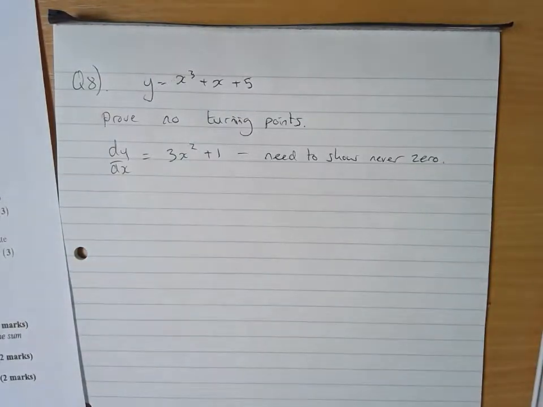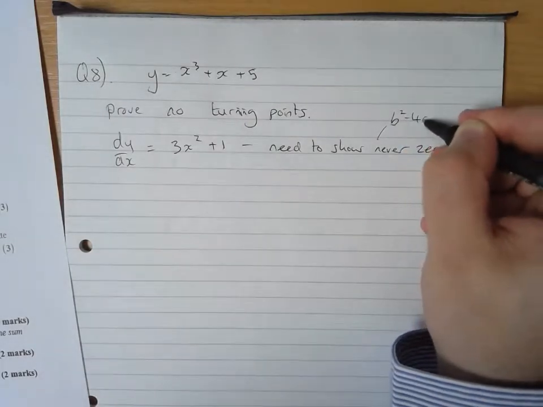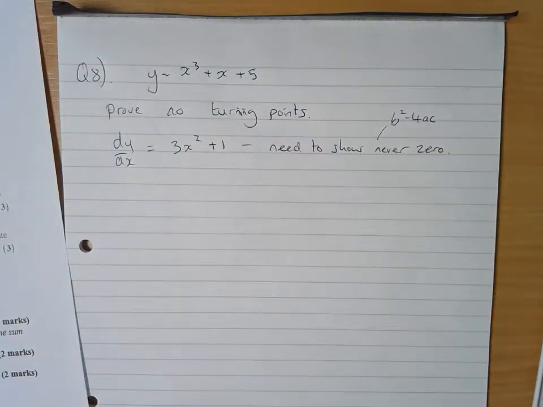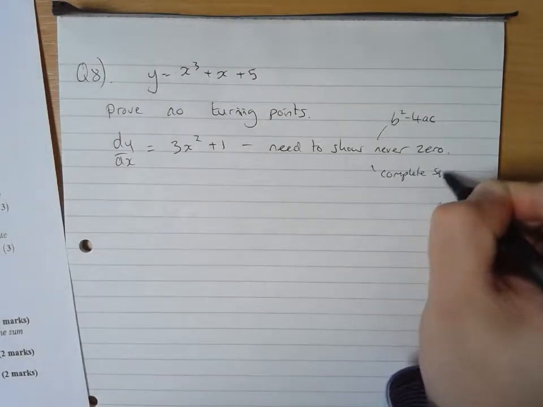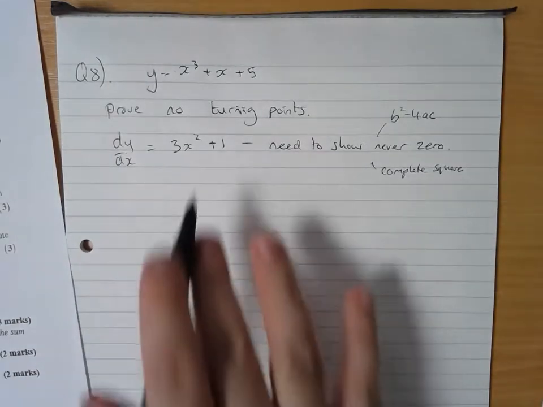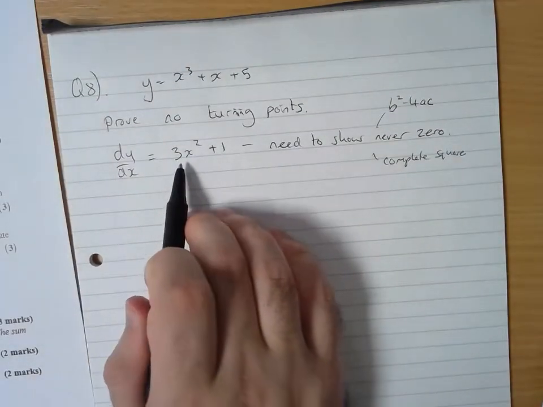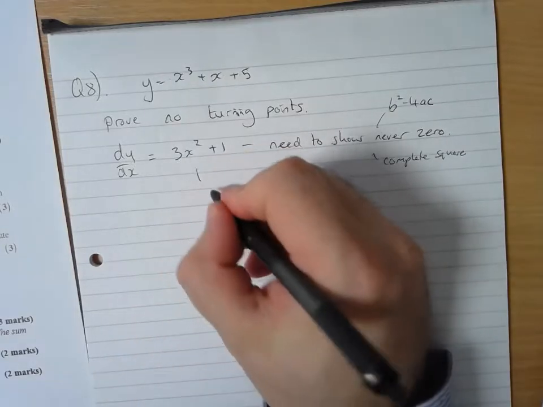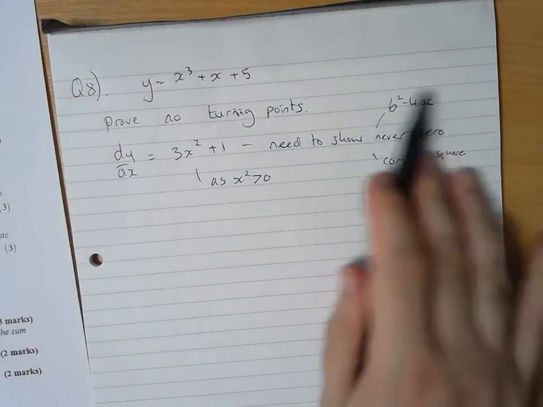What we need to do now is show that this is never 0. So we have a couple of options for this. We could use b squared minus 4ac to get no roots. We could complete the square. I'm going to use the completing the square method. You could use the discriminant if you want to show that this has no real roots. But let's use completing the square. So this is, in fact, we don't even have to. As x squared is greater than 0, could use discriminant if you want.